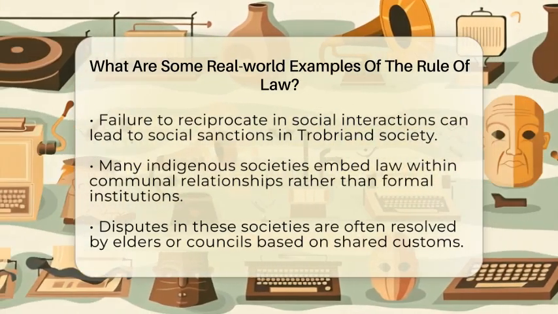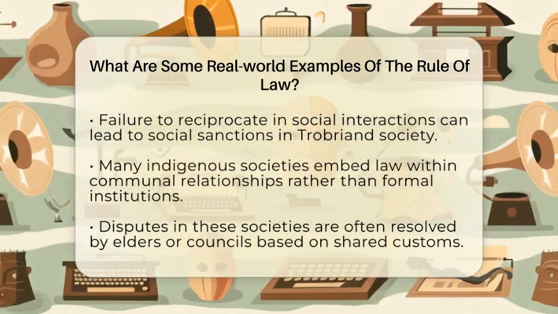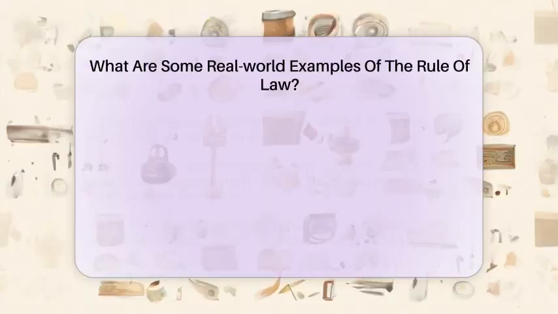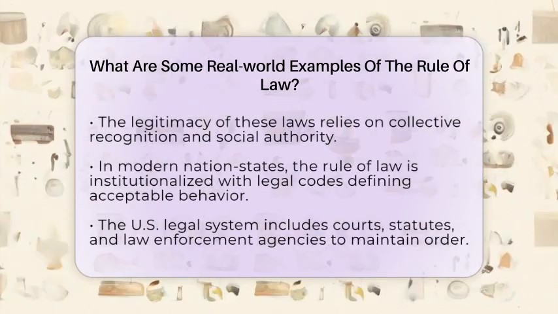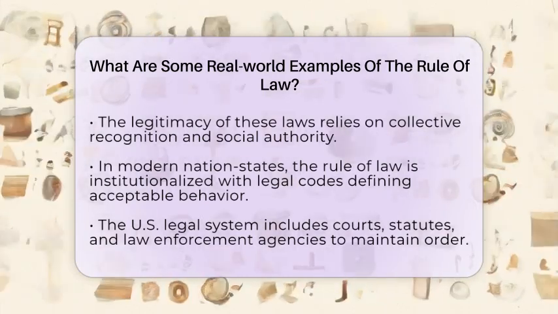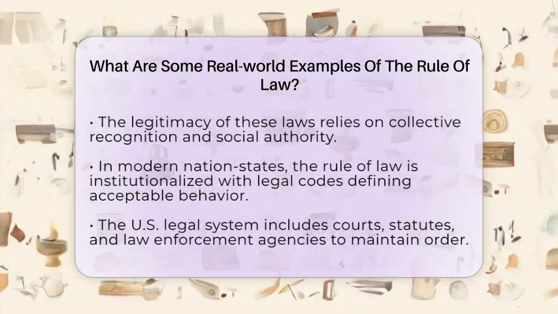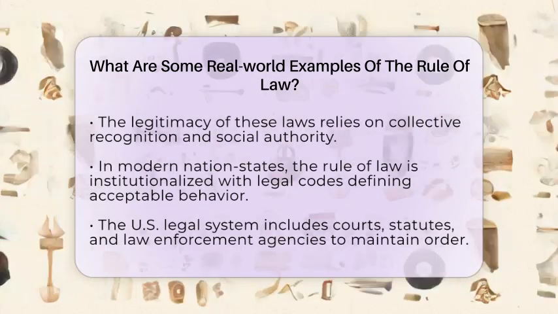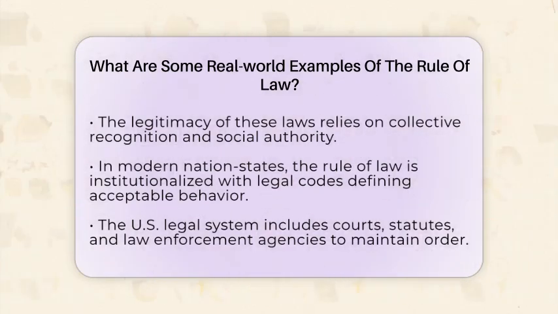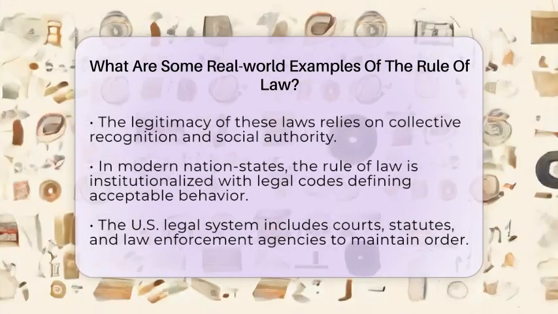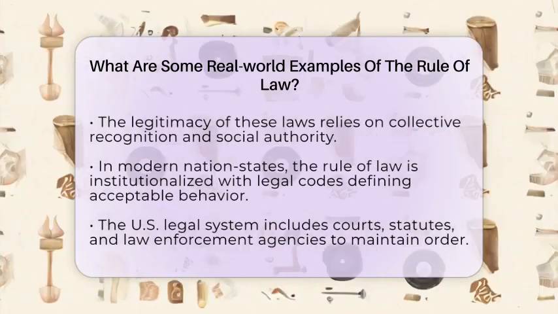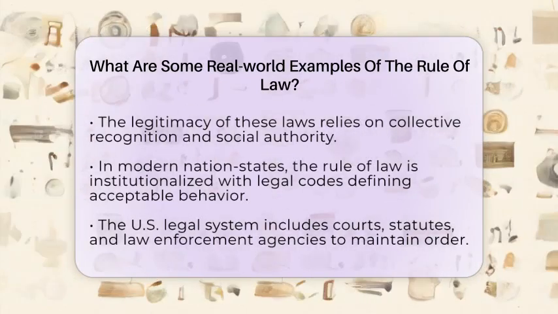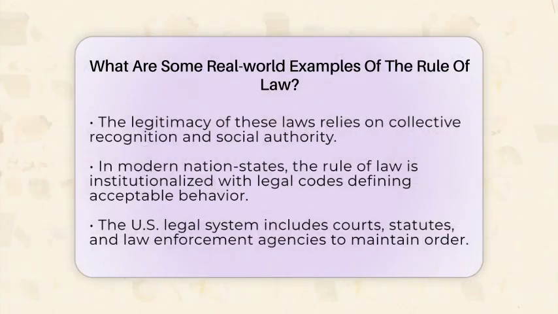In more complex societies, the rule of law becomes institutionalized. Modern nation-states create legal codes that define acceptable behavior, allocate authority, and provide mechanisms for resolving disputes. For example, in the United States, the legal system includes courts, codified statutes, and law enforcement agencies. These systems reflect the understanding that law serves to identify acceptable behavior and adapt to social changes.